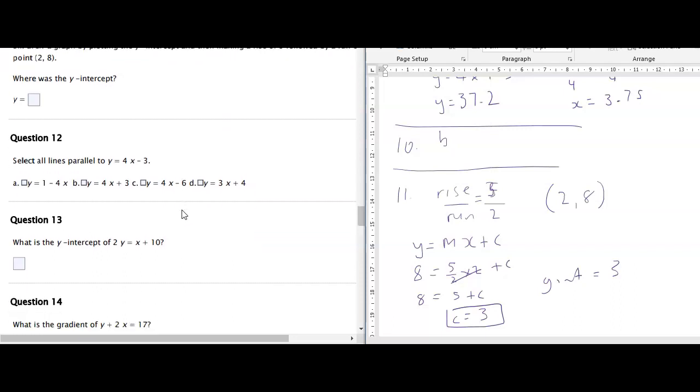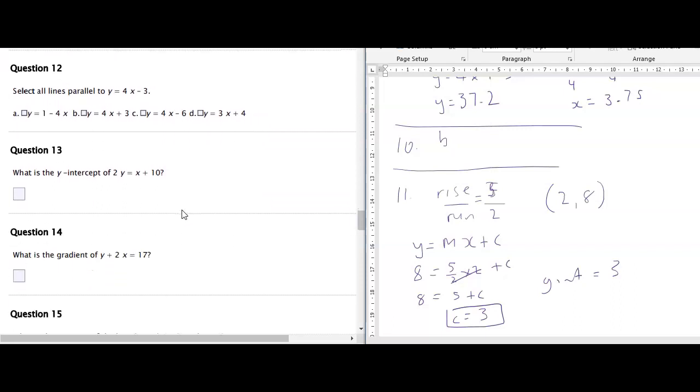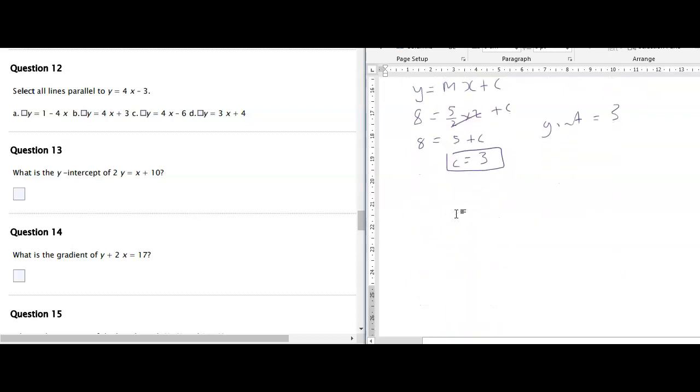Okay, select all lines parallel to y equals 4x minus 3. So if a line is parallel, it has the same gradient. So the gradient of A is negative 4, so it's not parallel. The gradient of B is 4, so it's parallel. C, the gradient is 4, so it's also parallel. And the gradient of D is 3, so it's not parallel. So there's 2 answers for that one, B and C. Okay, so let me just write that down. Question 12 is B, C.